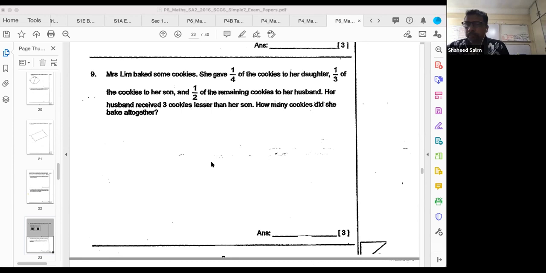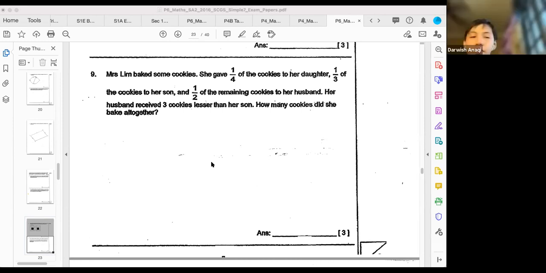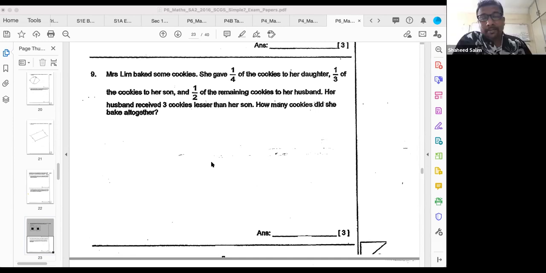Well done, Dawish. One minute more. So easy. Easy, wow. The 1/3 is not remaining, of the whole thing, yes. Your answer is correct. Only the half is remaining.